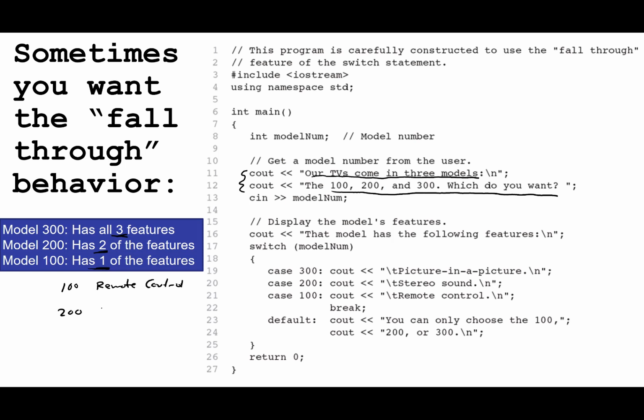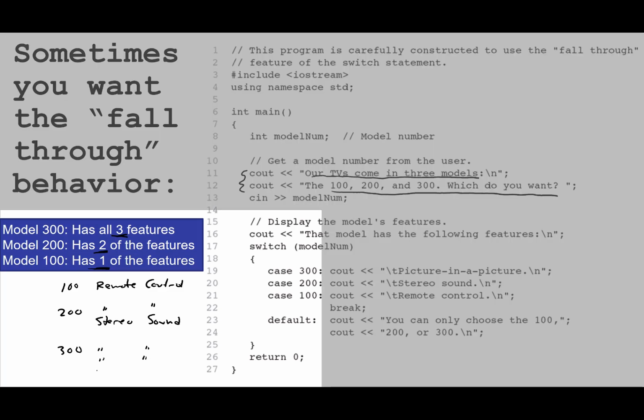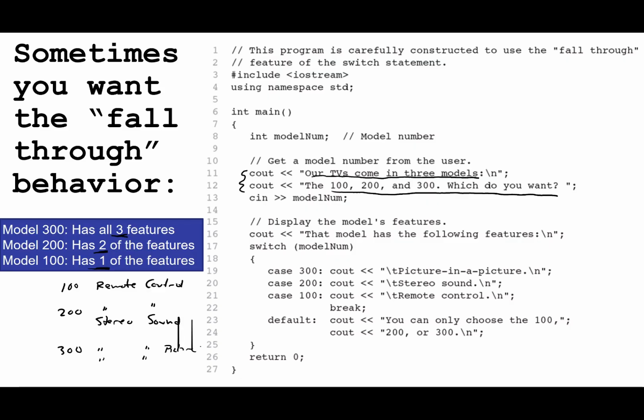For instance, Model 1 says that it has a remote control, so 100 has a remote control. 200 has a remote control and it has stereo sound. And the 300 model has remote control, stereo sound, and picture in a picture. So when the user enters 100, we just want it to print out that this has remote control. If they enter 300, we want it to print out all 3 features, right?